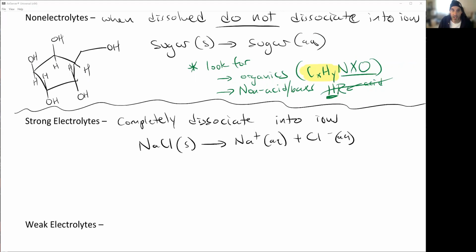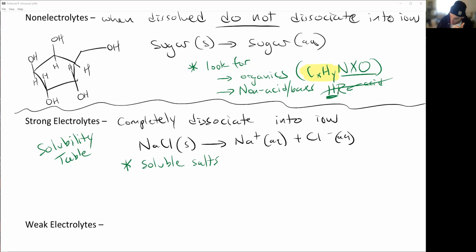How do I identify stuff as ionic or non-ionic? Metal and non-metal is going to give you ionic. Metal and non-metal, there are your ionic compounds. So for the strong electrolytes, you remember that solubility table? The ones that are soluble, those soluble salts, those are all strong electrolytes. Anything that's soluble is considered a strong electrolyte.